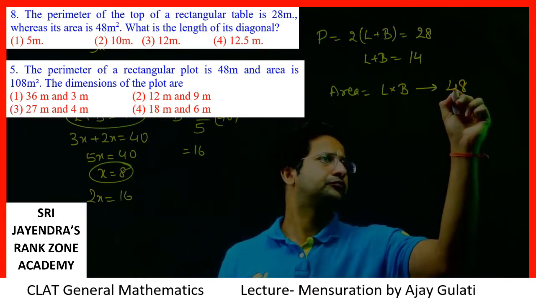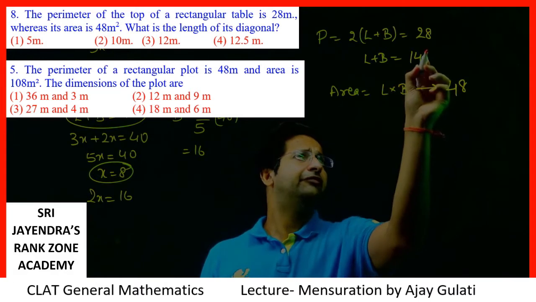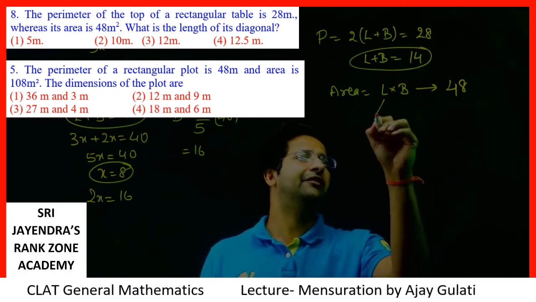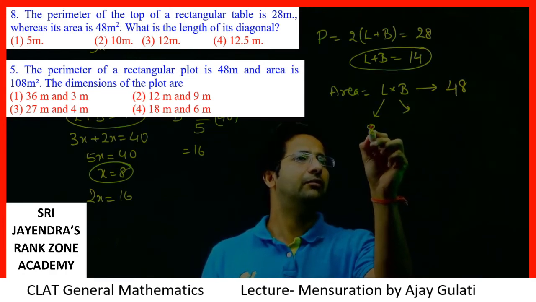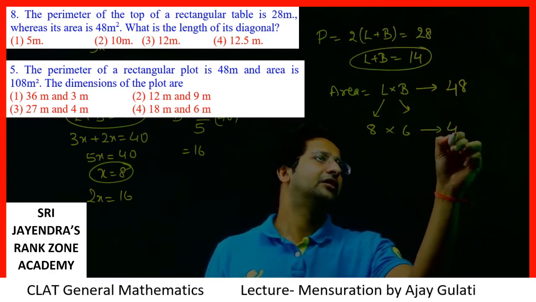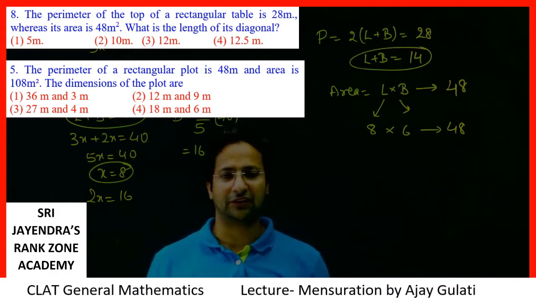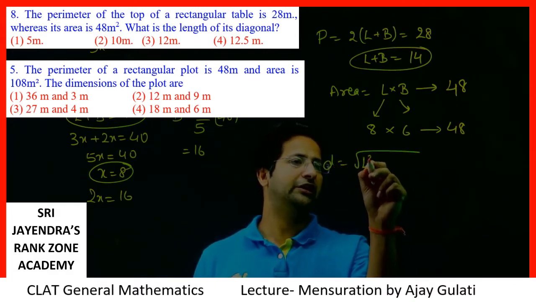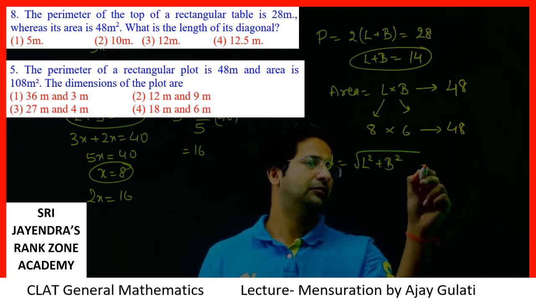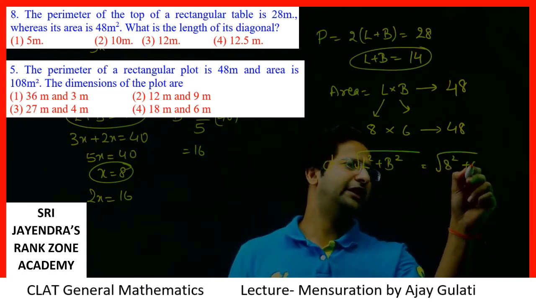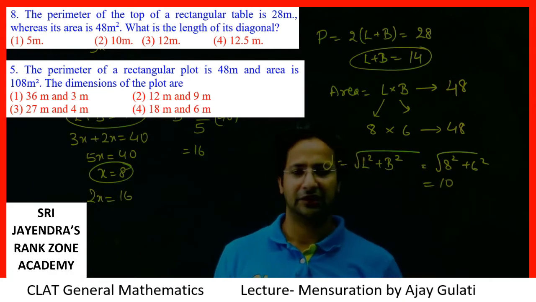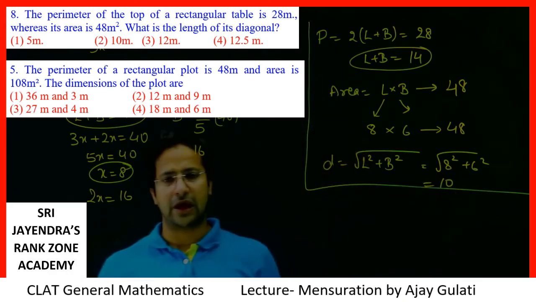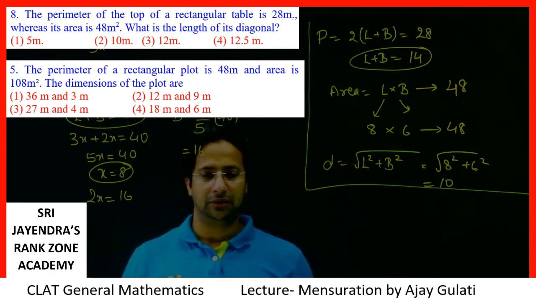We need to find out two numbers whose sum is 14 but their product is 48. I can very easily figure that out. One number is 8, the other number is 6. What is the length of the diagonal? Diagonal is under the root L square plus B square. That is easy to find. 8 square plus 6 square, under root, you can say that is 10. So far clear to everyone? Next question.